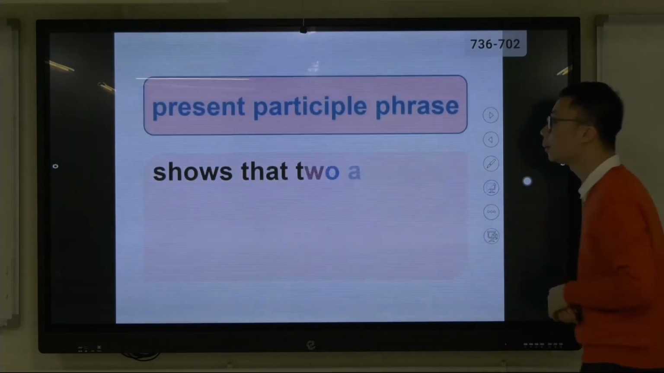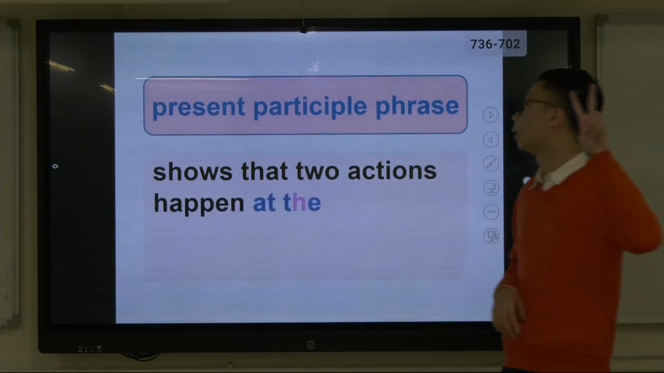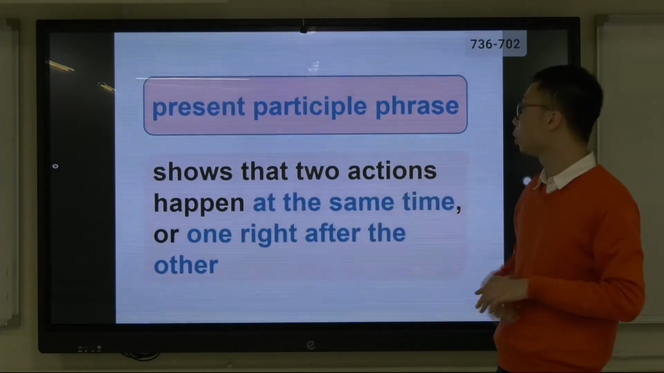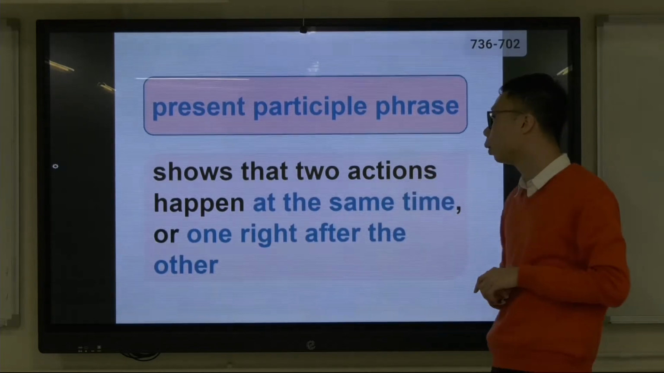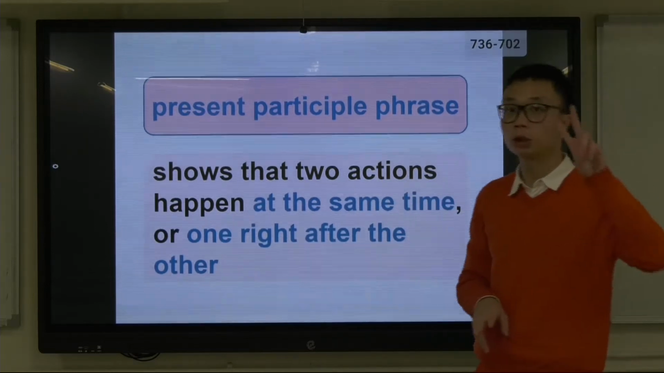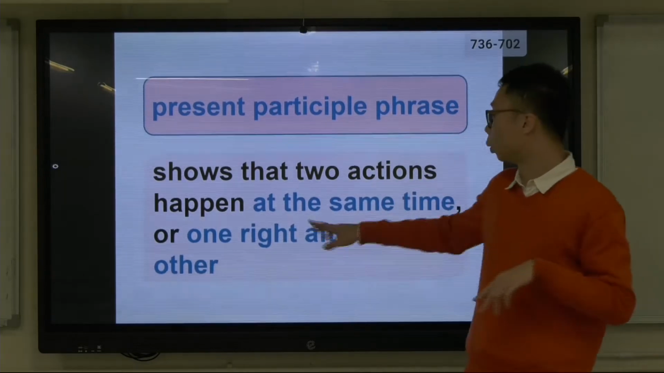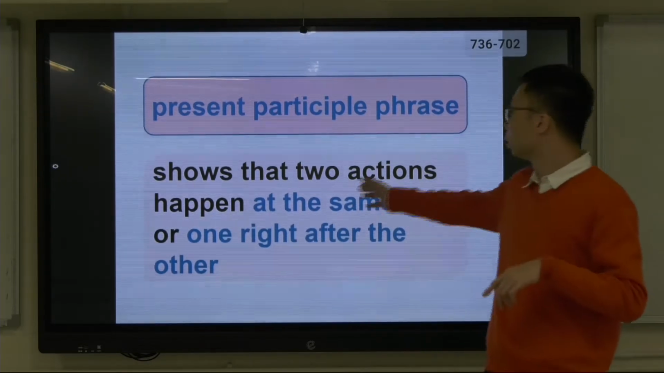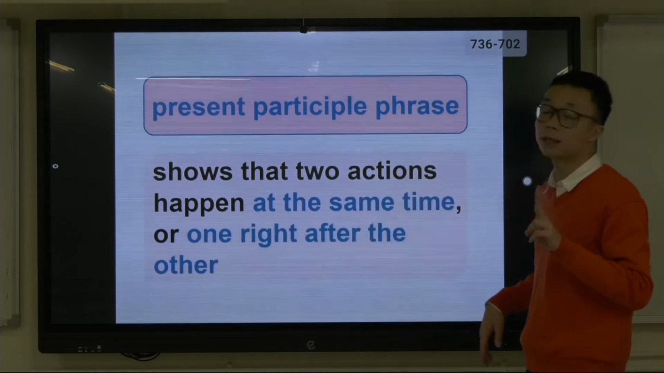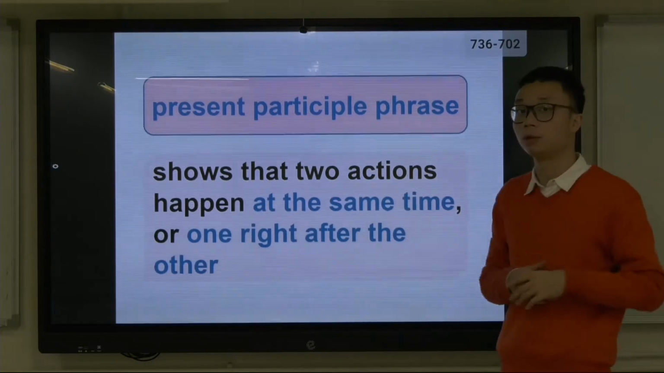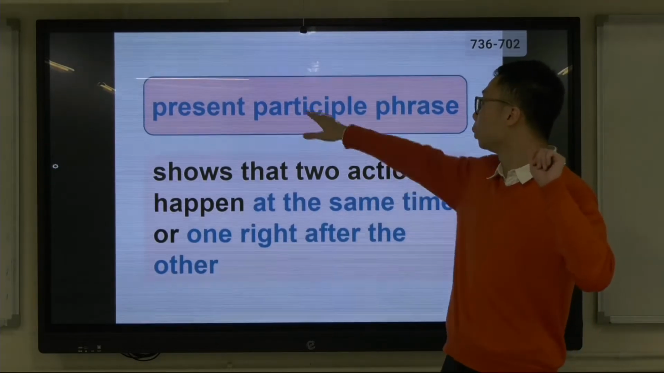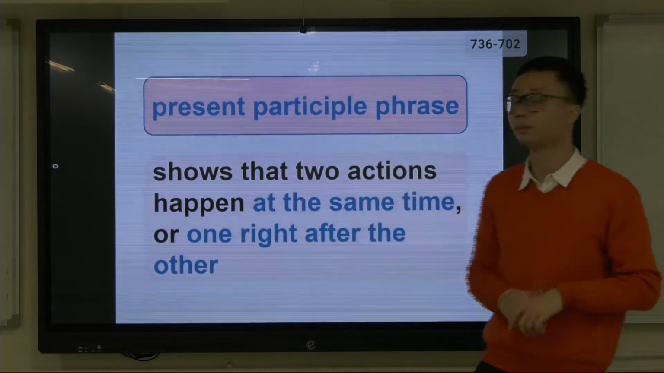Okay, now we're going to talk about the second use, why the present participle phrase is useful. It shows two actions happening at the same time, or one right after the other. It means two actions both happen together, or one follows the other. 用中文講，即係話去解呢度係兩個動作咧，就係同時間發生啦，或者係啱啱就係之後佢一件事發生完之後再發生嘅。So in this kind of case, we'll use the present participle phrase.